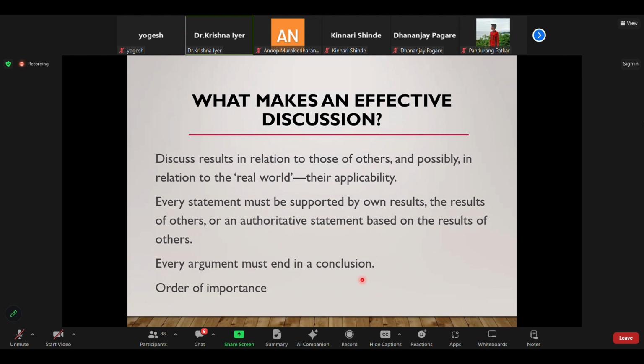Make sure that everything ends in a conclusion. Don't leave hanging statements in a discussion which others can take whichever way they want. And again, as you do the discussion, talk about the important aspects first and then the other aspects a little later in the discussion.